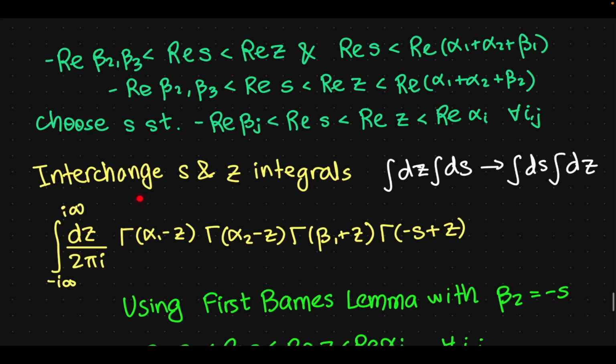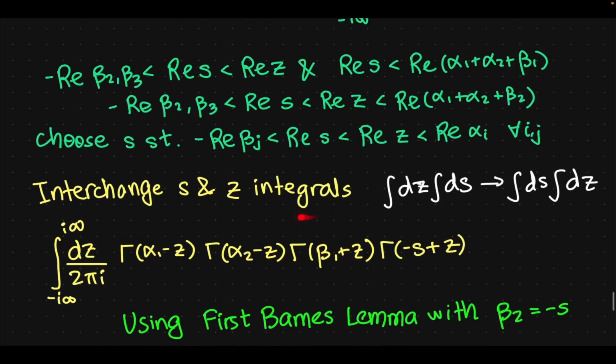So now let's interchange the s and z integral. So as I said before, we have two integrals. We had a z integral outside because of the natural form of the left-hand side. And we introduced this s integral from application of the first Barnes lemma. So all we have to do is do the z integral first by interchanging the order. So we have integral ds, integral dz instead of integral dz, integral ds.